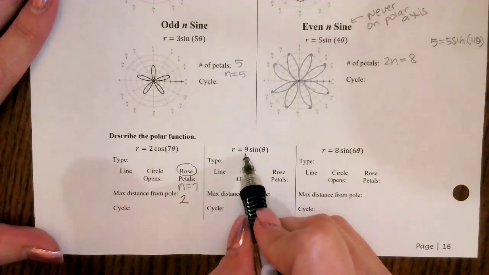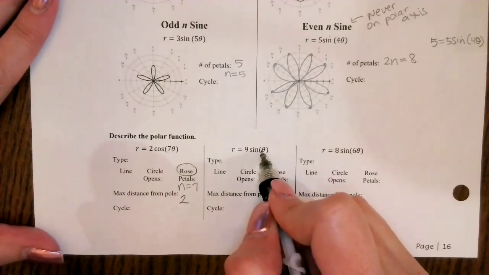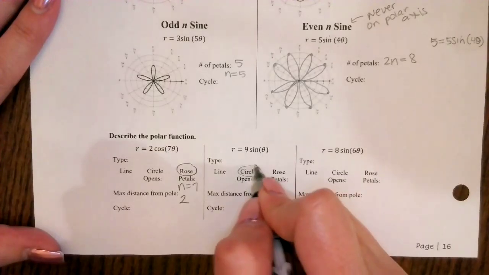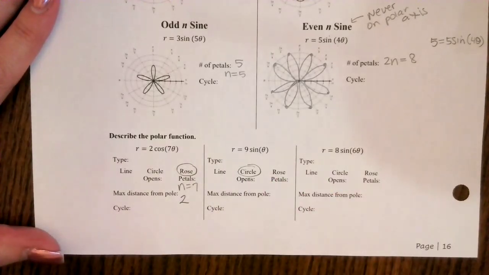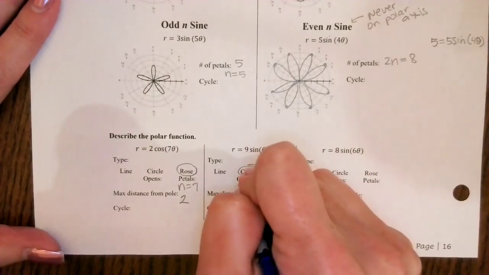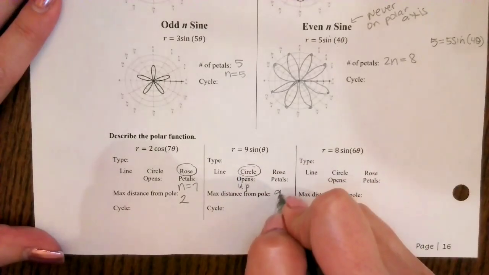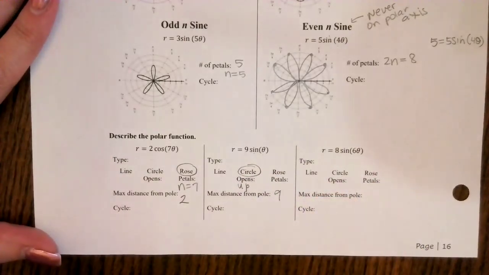For our second one, we have a number and then sine of theta. This is not the rose since it does not have a number there. So this is the circle one that we talked about earlier. It is sine and positive, so it is going to open upward. And then the max distance from the pole would be 9. That's going to be our diameter of the circle.